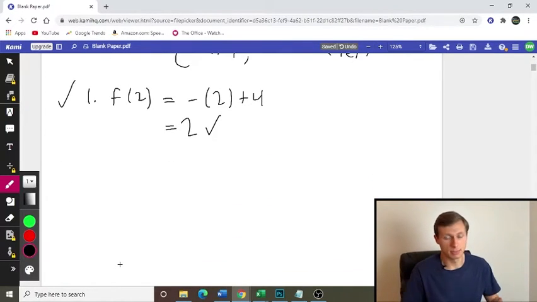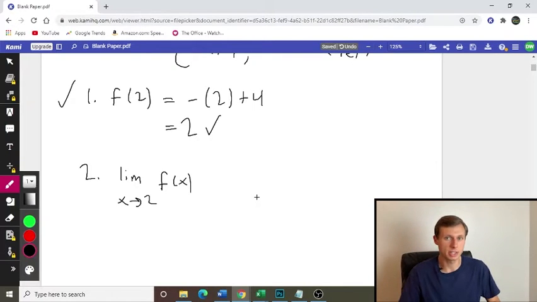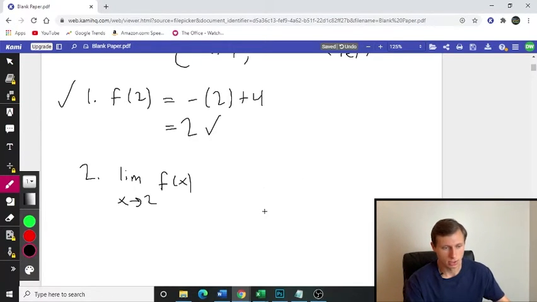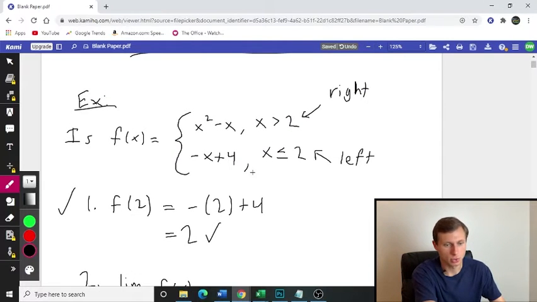Now we're going to find the limit. So step 2 involves finding the limit as x approaches 2 of f of x. And since we have a piecewise function, since we have a left side and a right side, what we essentially need to do is find the limit from both sides. So the limit as x approaches 2 from the left of f of x. Remember, minus sign means left, and left means we're plugging into the bottom function since less than or equal to 2 is from the left.